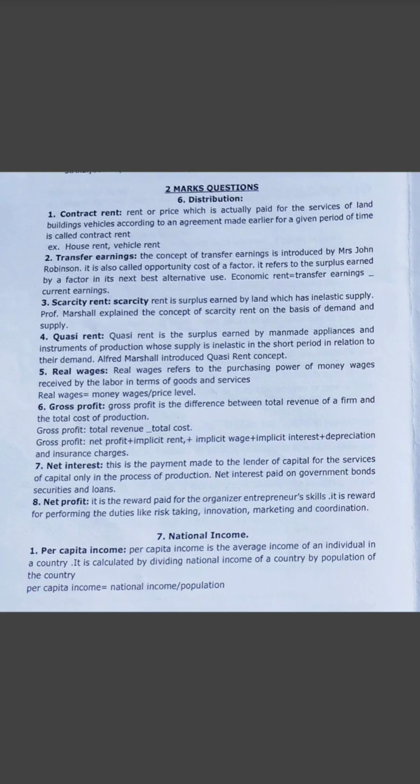Next, national income, 7th chapter. Per capita income. Per capita income is the average income of an individual of a country. It is calculated by dividing national income of a country by population of the country. So per capita income is equal to national income by population.